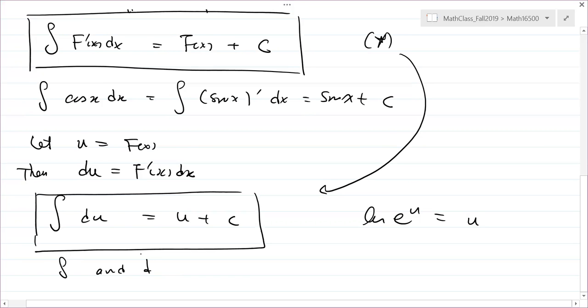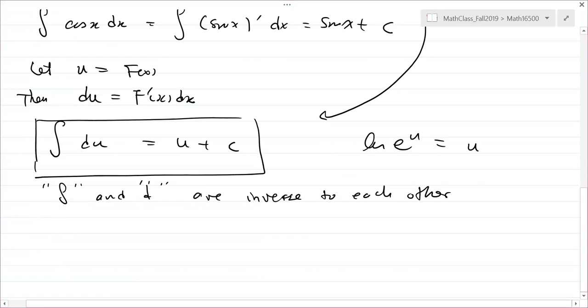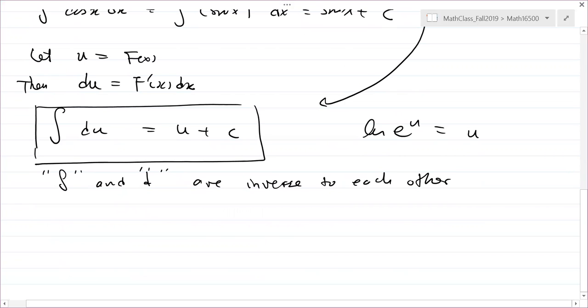This symbol and that symbol are inverse to each other, just like the natural logarithm and exponential function. So that cancels out, and if you switch the order, you get a similar thing. But let's use this first. So we continue.